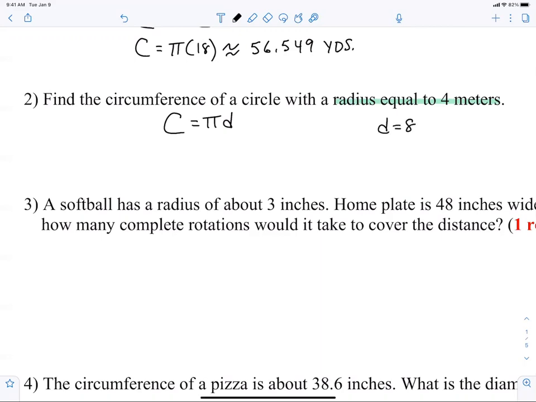So again, this is not the hard part, obviously. Circumference equals pi times 8, and then everybody's going to tell me it's about, to 3 decimal places, what? 25.133, and then we would say meters.